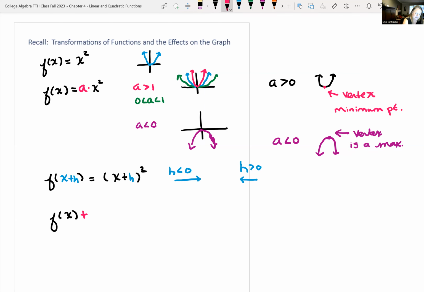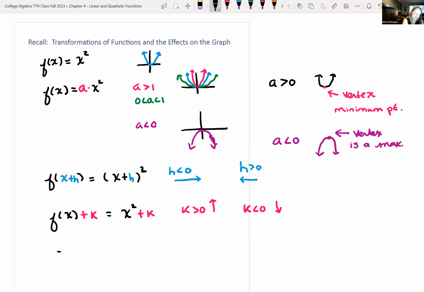If we added some constant outside of the x squared, so x squared plus k, then if k was greater than 0, it shifted our parabola up. And if k was less than 0, it shifted our parabola down.